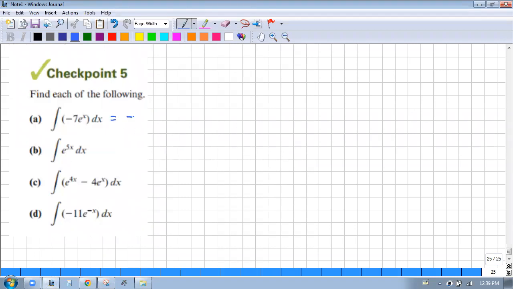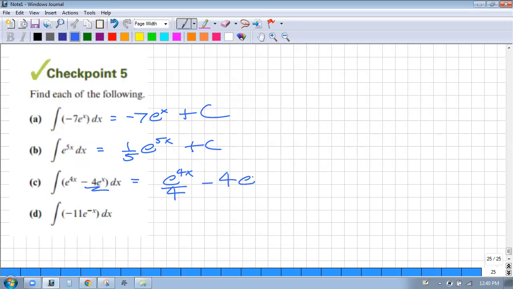All right, we can pull out the -7, and the integral of e to the x is e to the x. We're going to need e to the 5x, but if I took the derivative of that, I'd end up with a 5, and there's no 5 over here. All right, e to the 4x, I'm going to need an e to the 4x, but if I took the derivative of that, I'd get a 4, and there's no 4 here, so I need that. And then the second part here, I have a -4, and the integral of e to the x is e to the x.